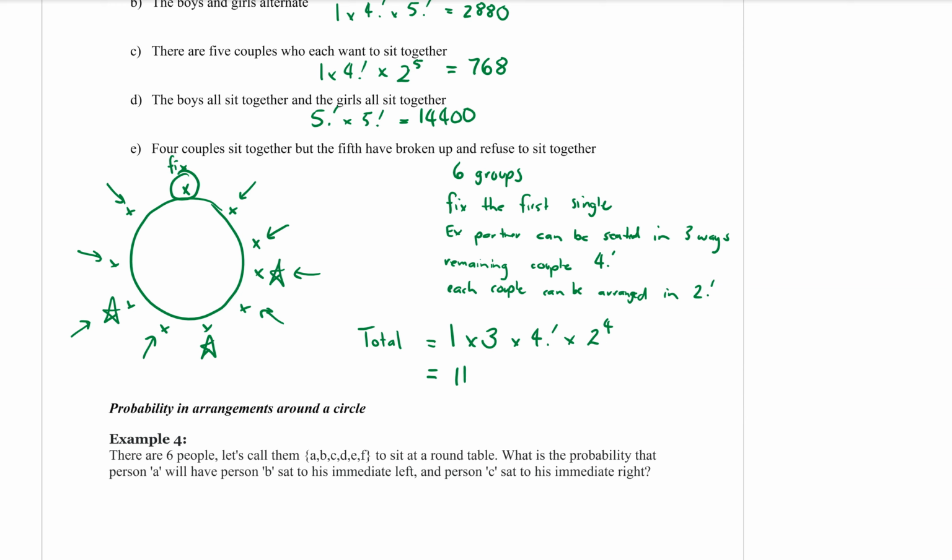So 1 times 3 times 4 factorial times 2 to the 4 equals 1152. Do you minus the other total? No, we just wanted the number of ways of sitting that person apart. So that was it. That's the answer.